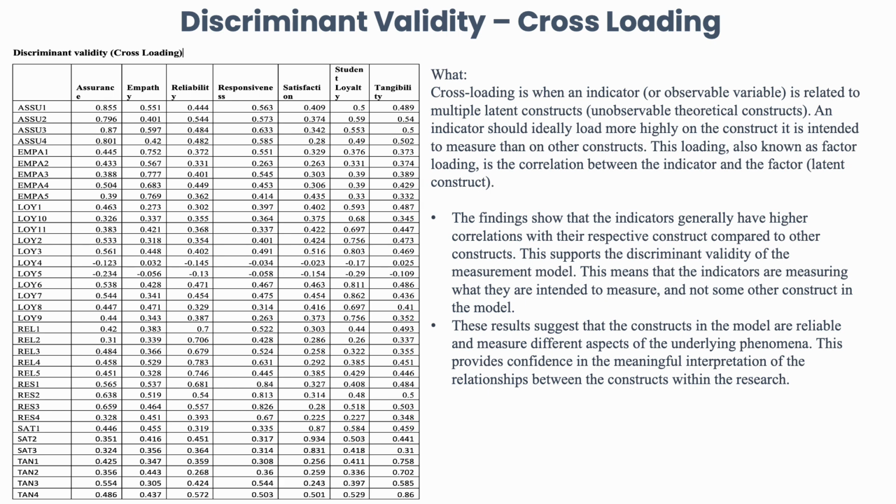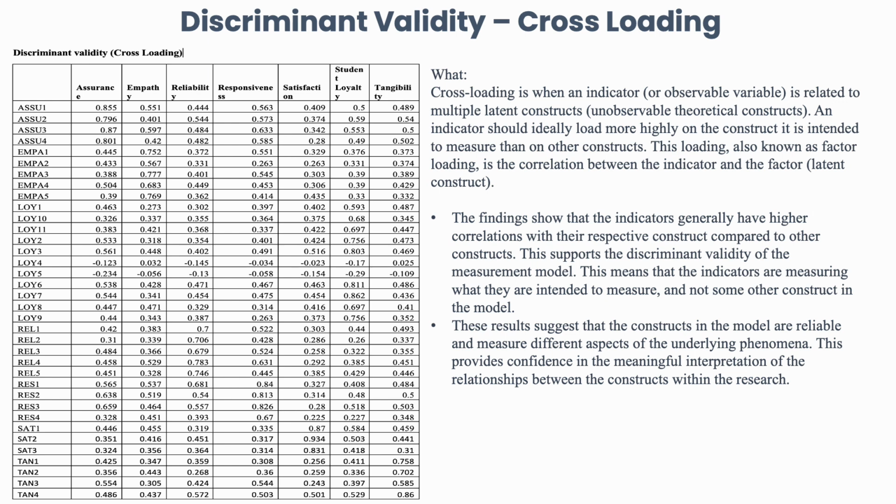Now, in this assignment, there will be 3 discriminant validity assessments that we'll be looking at. First is cross-loading, which will be covered in this slide. Second will be the Fornell and Larcker, and the last one will be HTMT. Now let's cover the first one, which is cross-loading.